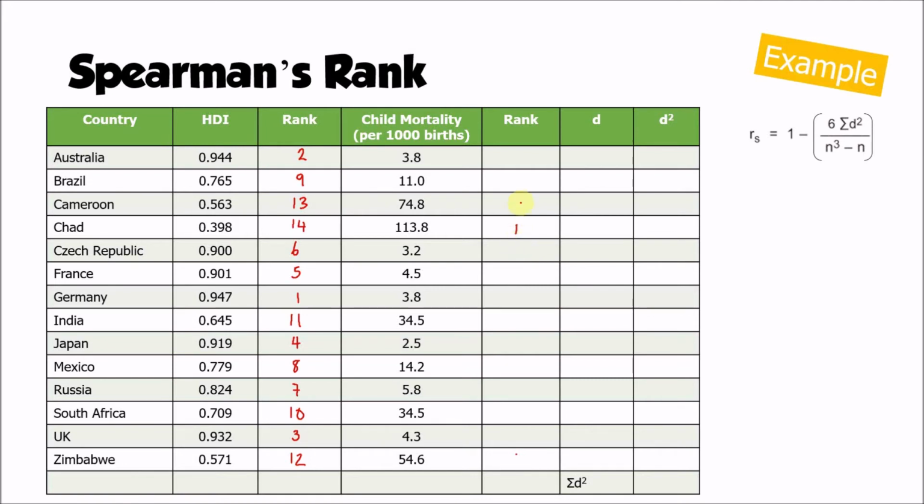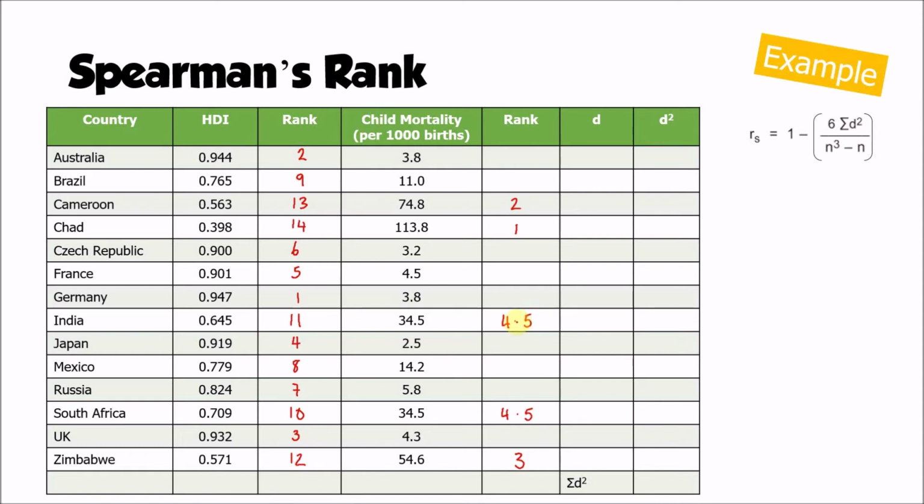Our second highest, Cameroon, will get a rank of 2. Our next highest is in Zimbabwe, which will get a rank of 3. Our next highest is for South Africa and India that I mentioned a moment ago. So again, we've used 1, 2, 3. The next ranks available to us are 4 and 5. So we would rank both of these as 4.5.